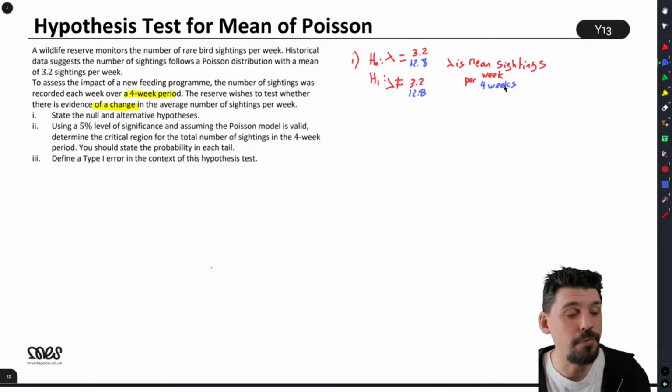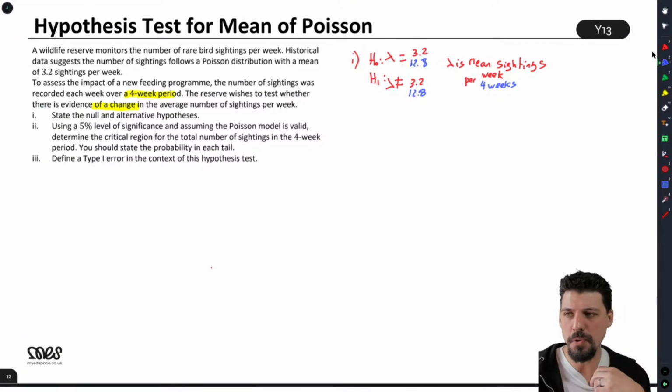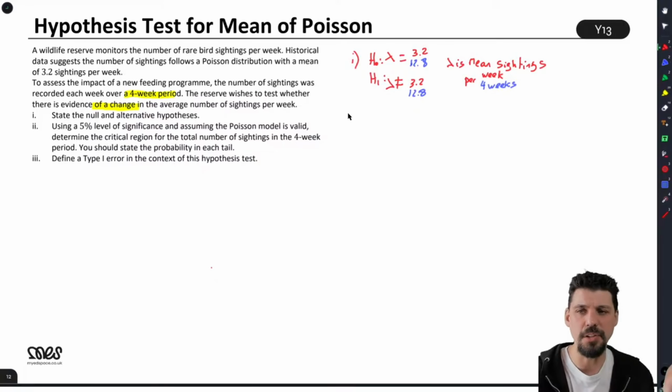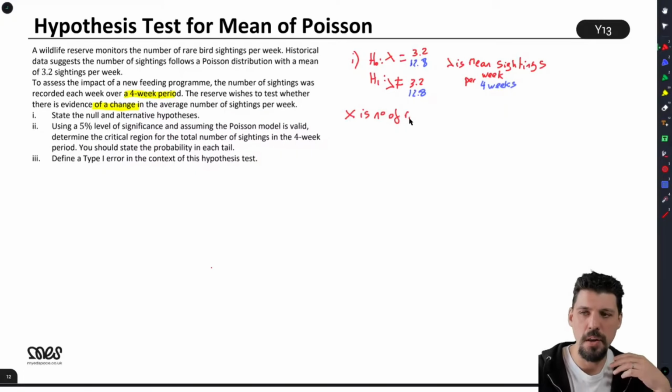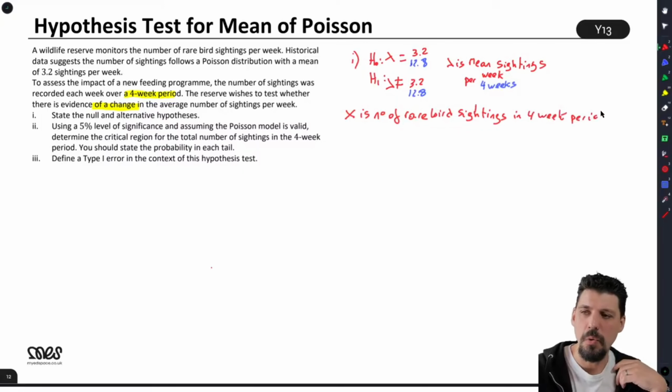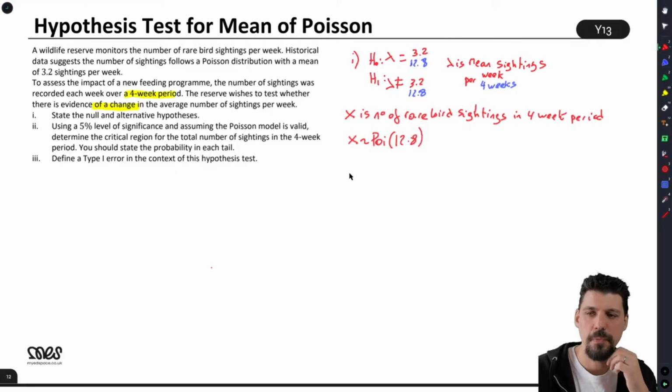All right, so it doesn't matter which one, and if you go look at any of the mark schemes, they will give options for both. Now, in terms of our calculations, we're going to say X is the number of rare bird sightings in that 4-week period. Here we don't have a choice. Why? Because our test statistic will be in that 4-week period, and we want the critical region in a 4-week period. So that 12.8 will be coming in here somewhere.